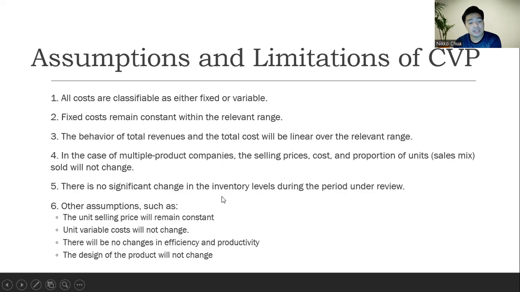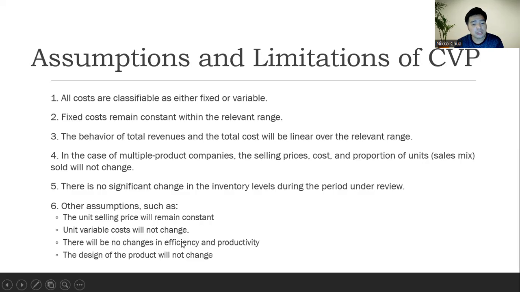There is no significant change in the inventory levels during the period under review. Then other assumptions such as the unit selling price will remain constant. Hindi po mag-remain constant. Magdepende pa rin po siya sa variable cost natin. Baka nagmahal ang variable cost ngayon or nagmura. So mga expenses natin for the variable. The unit cost will not change. So kakasabi ko lang po, possible po mag-change ang variable cost. Depende po sa ating mga suppliers.